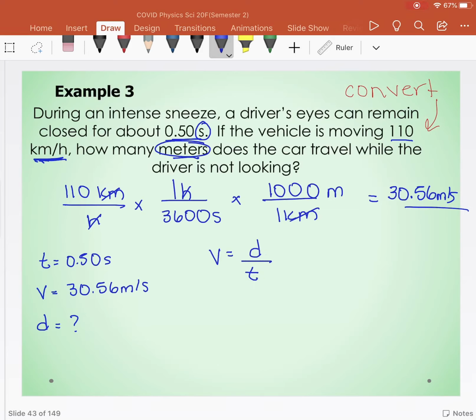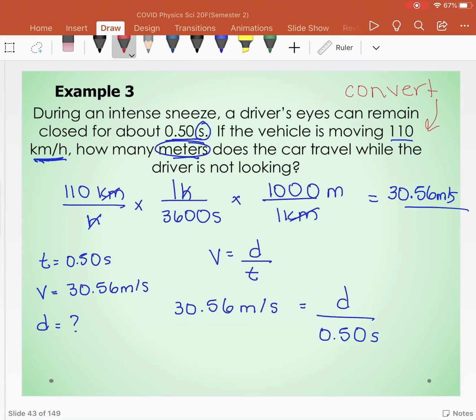I'm still going to substitute in the values I know. So this time I actually already know my speed. I don't know my distance, so I leave that as a variable. And I know my time. Okay, I'm going to switch colors just so you can see what I'm doing here.